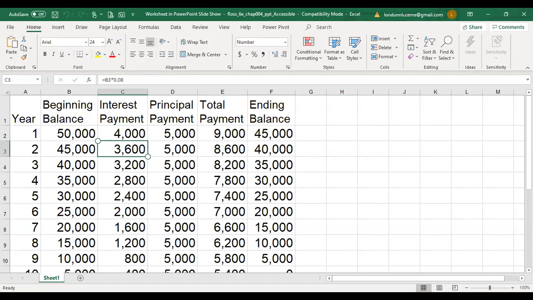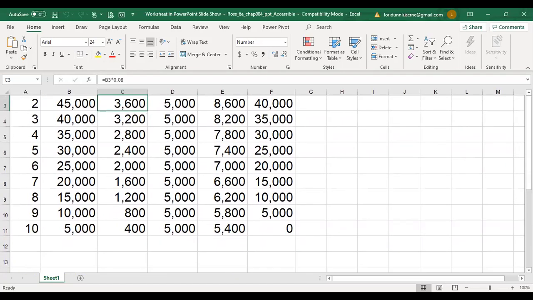Multiply that new principal times 0.08, 8%, to give you $3,600 of interest. Principal payment will be $5,000. So the total payment for year two is $8,600. But now the principal of your loan is down to $40,000 because you paid another $5,000 off.